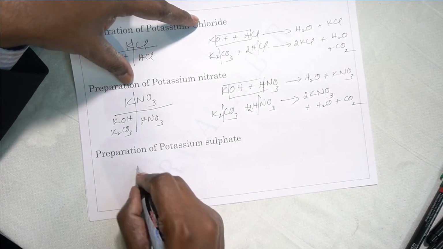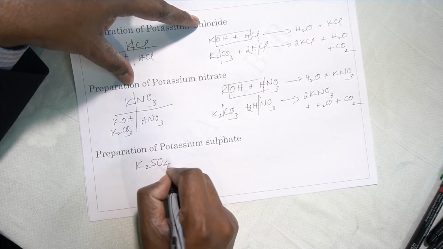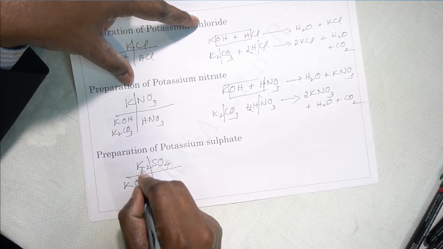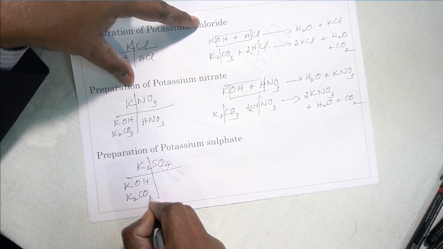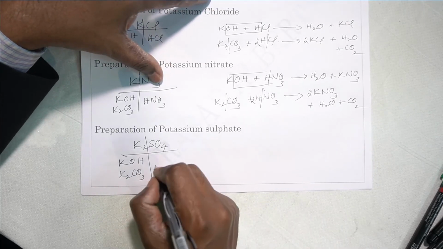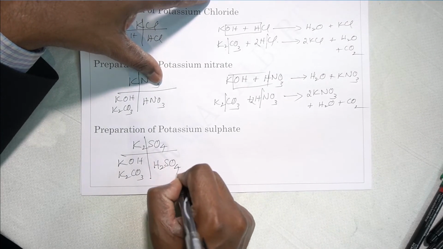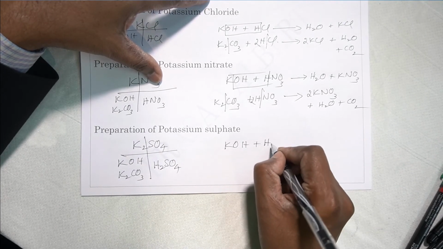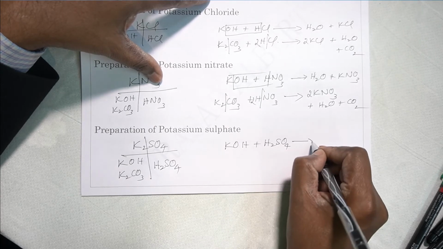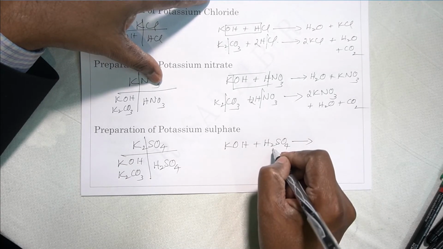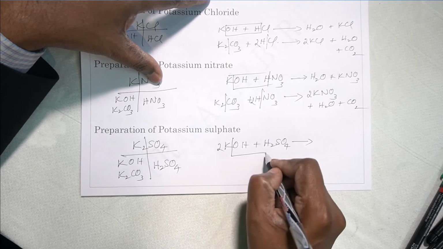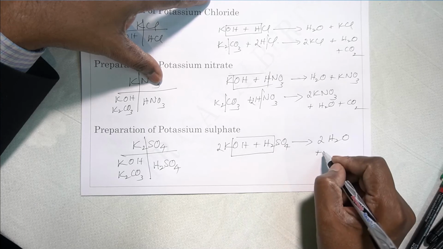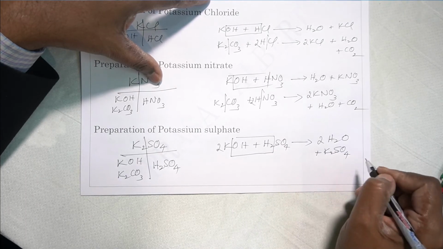Now we have potassium sulfate, K2SO4. Split it, come on. Potassium will be obtained from KOH, and the other alkali is K2CO3, potassium carbonate. The acid will be sulfuric acid, H2SO4. Two equations, KOH plus H2SO4. Now 2 hydrogen ions are there in sulfuric acid, so 2 KOH is required. So you get 2 OH, so 2 H2O, water, and what is remaining? K2SO4, potassium sulfate.